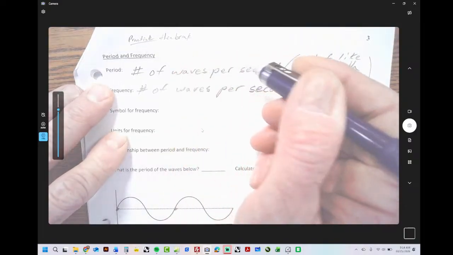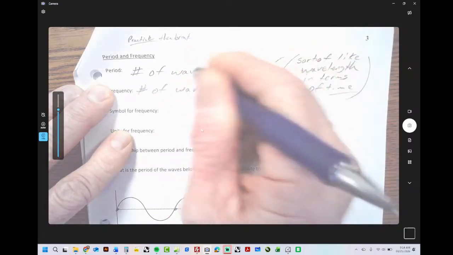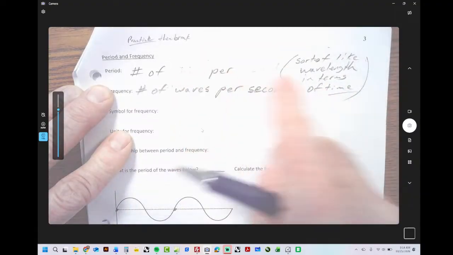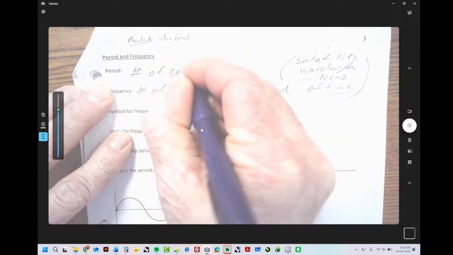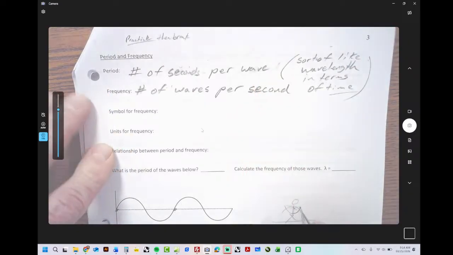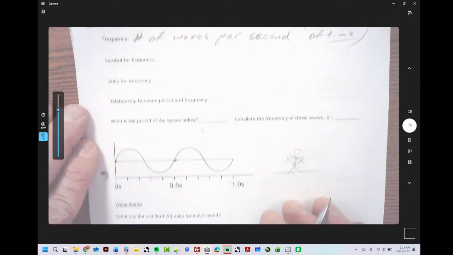Period is just the opposite. It's the number of seconds per wave. So this is okay. This is wrong. Seconds per wave. No, let's do a little example down here.